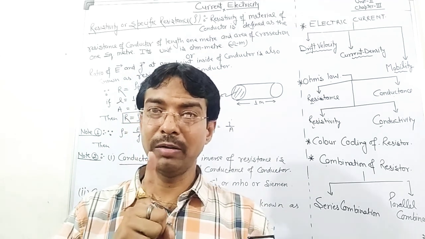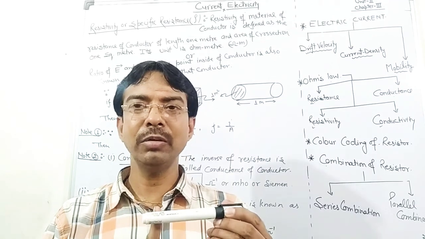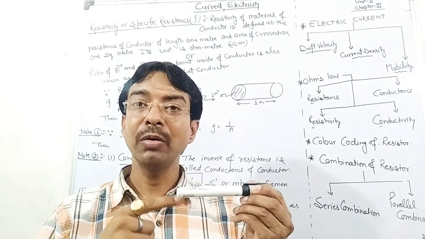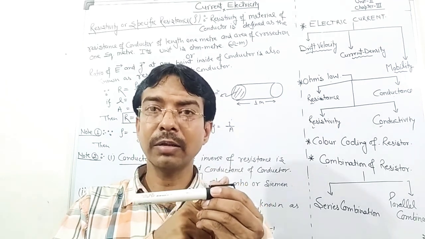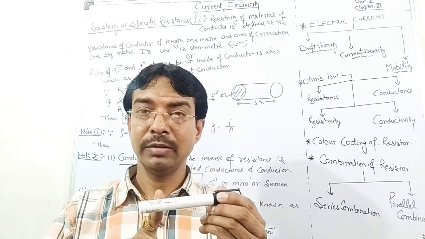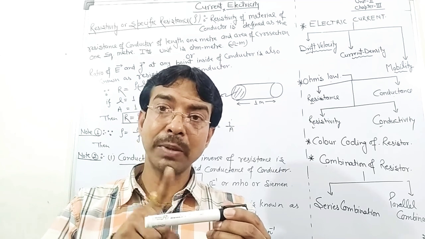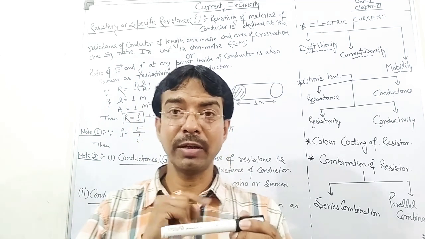1 मीटर लेंथ हो और क्रॉस सेक्शनल एरिया भी उसका 1 मीटर स्क्वायर हो, तो उस पर्टिकुलर कंडक्टर का जो रेजिस्टेंस होगा उसको हम उसका स्पेसिफिक रेजिस्टेंस या रेजिस्टिविटी कहते हैं.